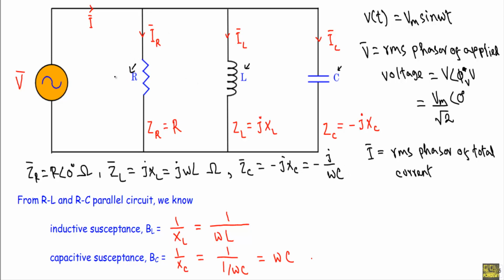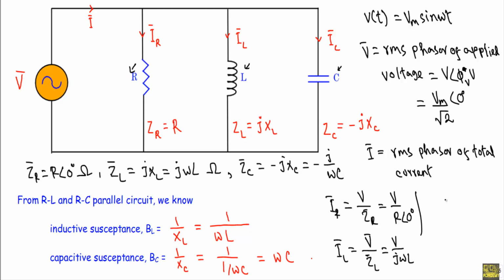Now see, in this branch we are applying the voltage V, in this branch we are applying this same voltage, and in this branch the voltage is V. Therefore the current IR will be equal to voltage over impedance of that branch, which is ZR, or V over R phase angle 0 degree. IL equal to V over ZL or V over j omega L. IC will be equal to V over ZC or minus jXC.